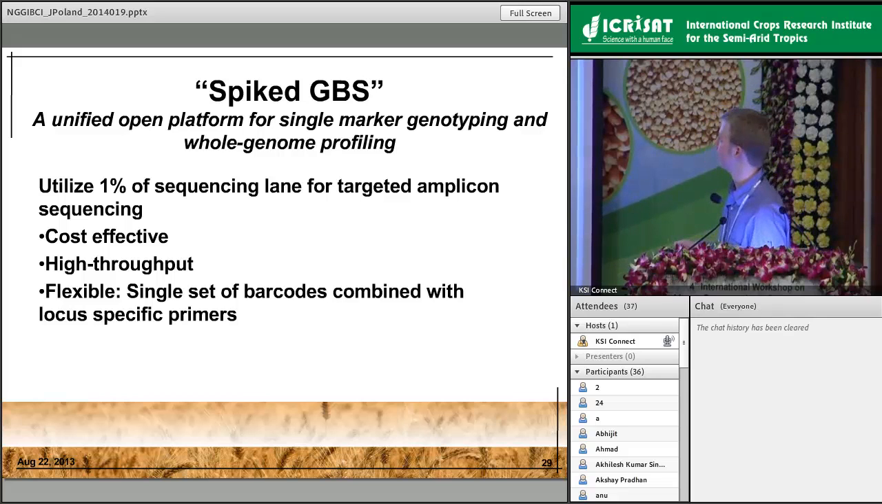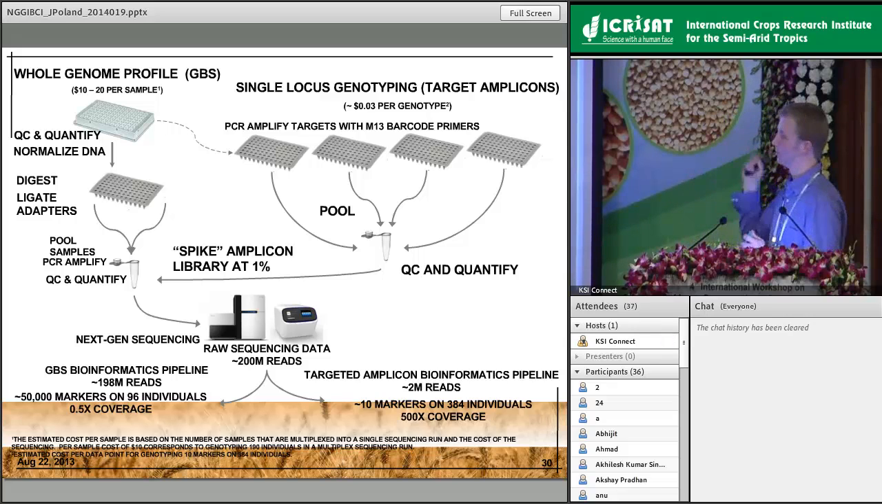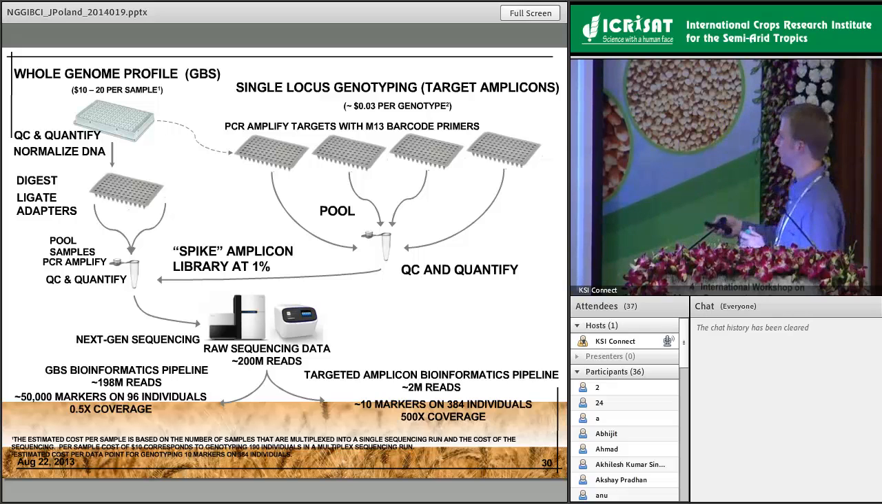What the flow of this whole thing looks like is, earlier I showed developing the GWAS libraries here. These are digested with adapters, then amplified and pooled into a single library. At the same time, on a completely different set of material, we can amplify known targets, and with the M13 tails, we can append different sets of barcodes. We pool all of those into a separate tube, quantify those, and then just add them in at 1%. After sequencing, we can separate these back out.